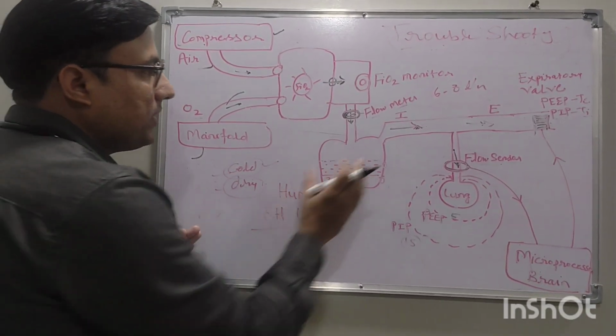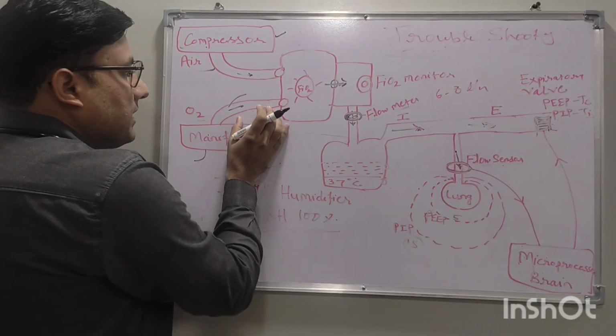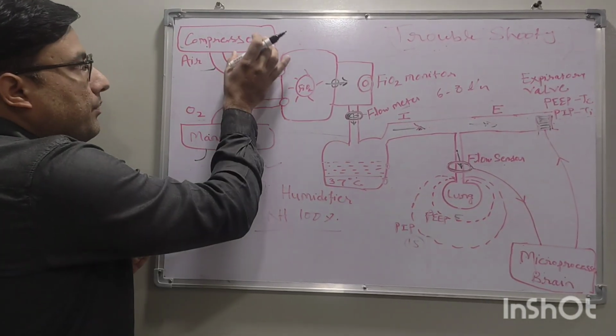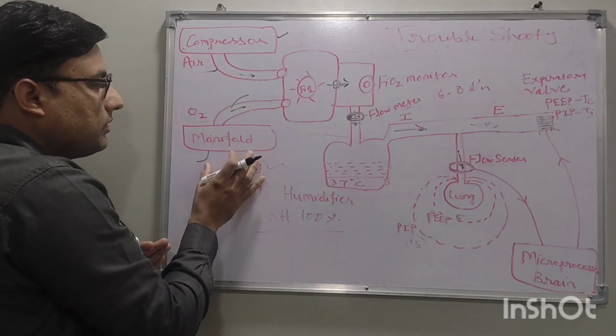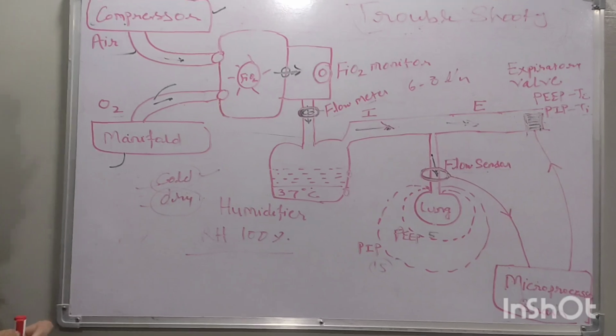So we have to check the circuit first, if there are any loose circuits, some disconnection, any central line leak, or compressor failure, or whether the cylinder pressure is low or not. So these things we have to check in this.